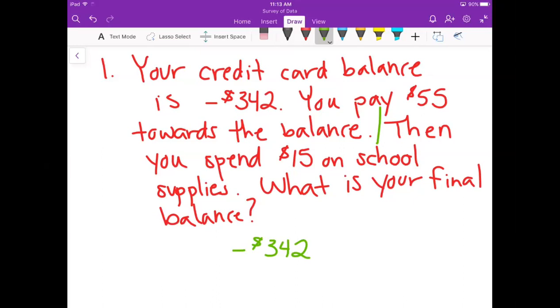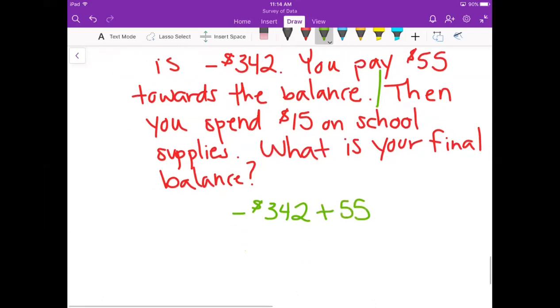So if I pay $55 towards my balance, what should I do to negative 342? I'm going to add in $55 because I'm paying that towards my balance. I'm not taking away more money. I'm not putting myself into more debt. I'm taking myself out of debt because I'm paying towards that balance.